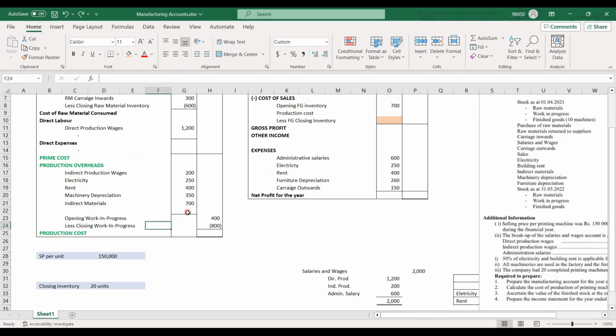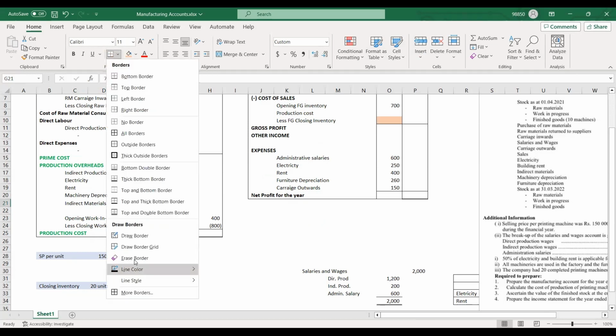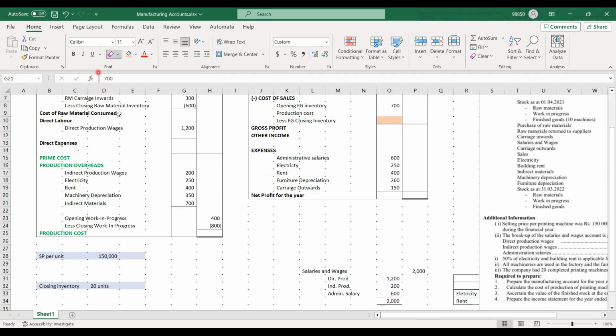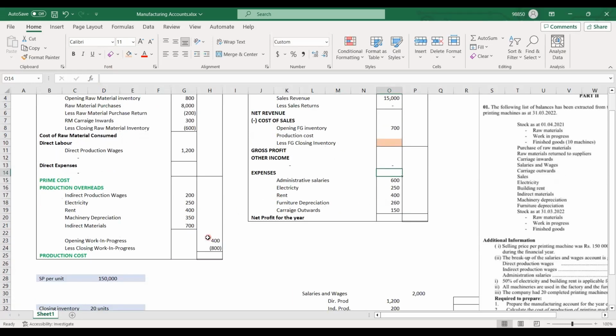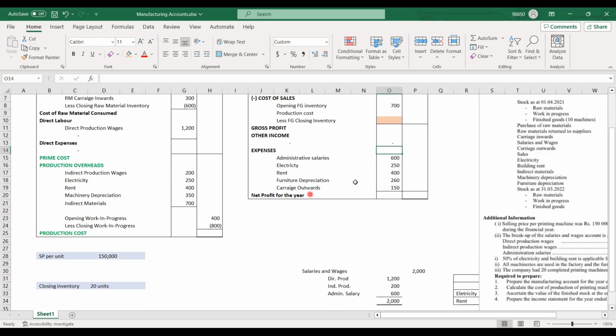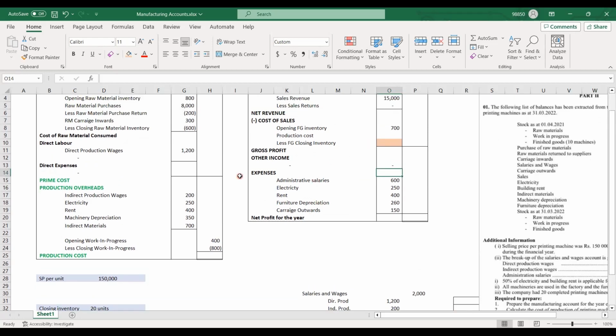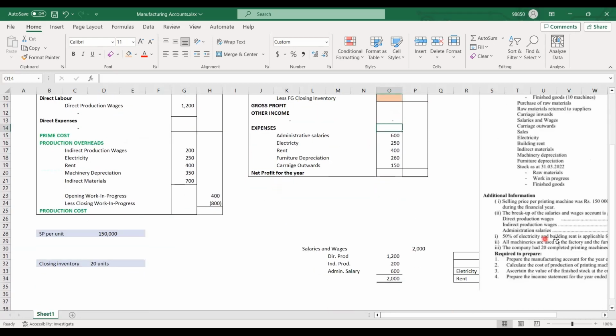And anything else? No, here also nothing much. Sales return is not there, so you can write 0. Production cost, we have to find out to transfer. Other income is not available, so you can say 0. Right. So to complete all of this, we only need the closing inventory. So we can start with that.